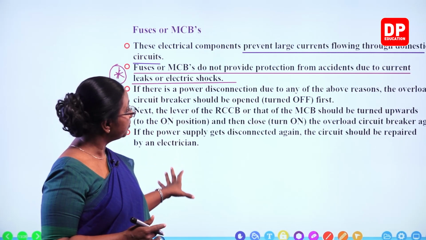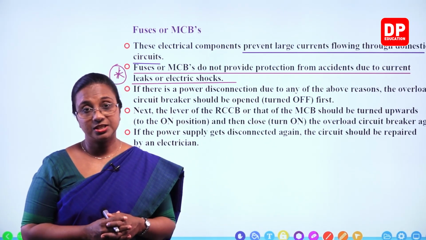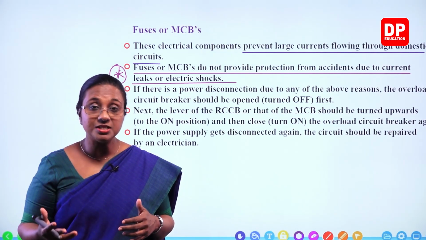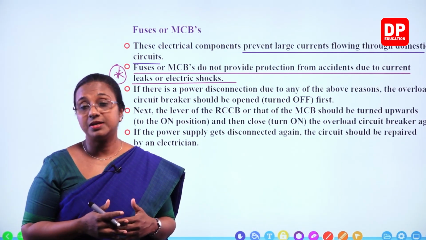So these are the components that provide protection. In the next slide, I will be discussing some measures that you can use as protection.